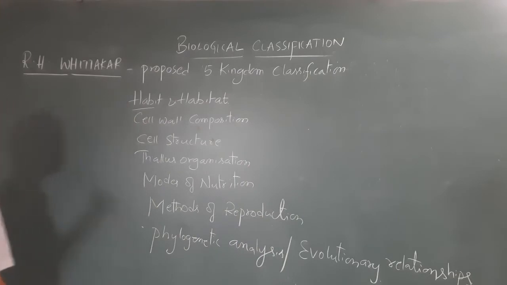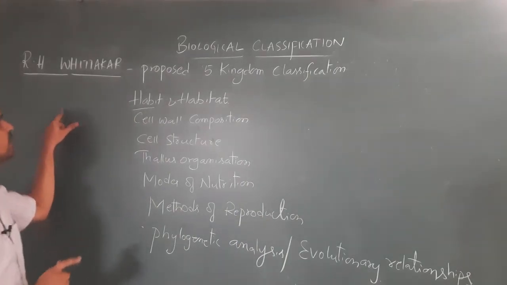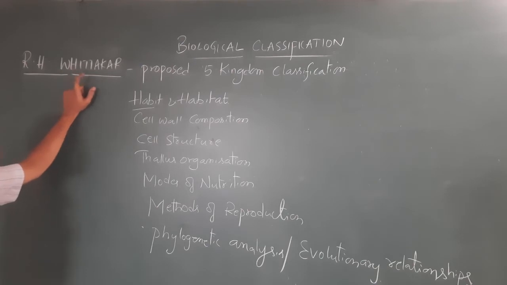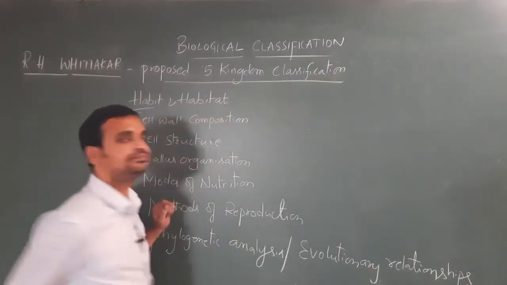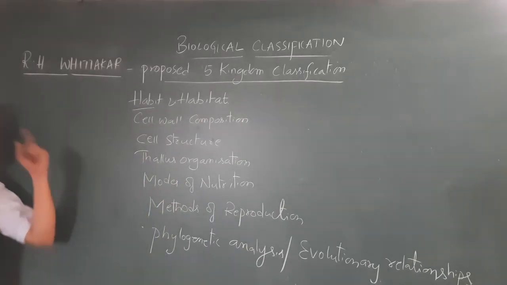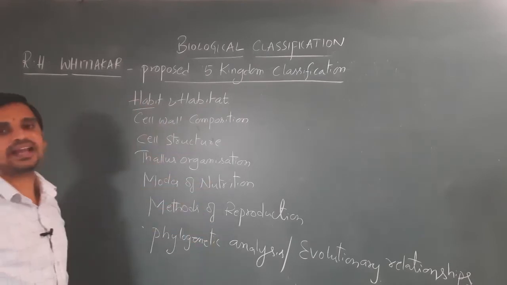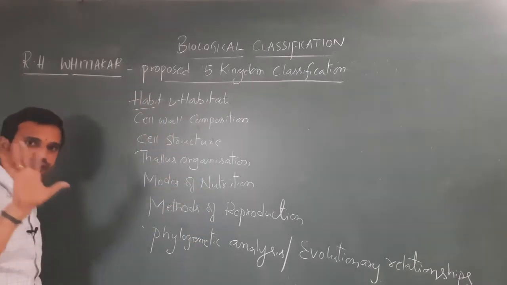Who proposed the 2 kingdom classification? Linnaeus. Who proposed the 5 kingdom classification? R.H. Whittaker proposed the 5 kingdom classification. So what are the 2 kingdoms in the Linnaeus? Kingdom Plantae, Kingdom Animalia. But in case of R.H. Whittaker classification, there are mainly 5 kingdoms.